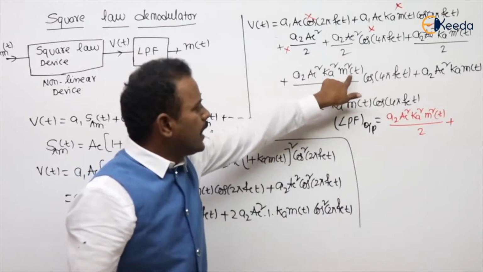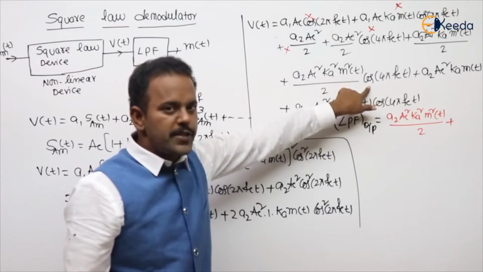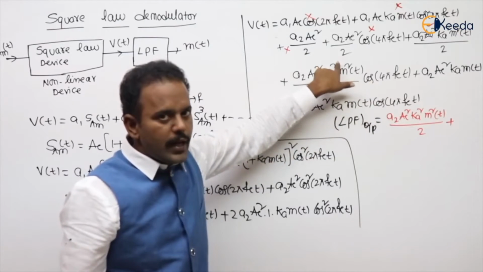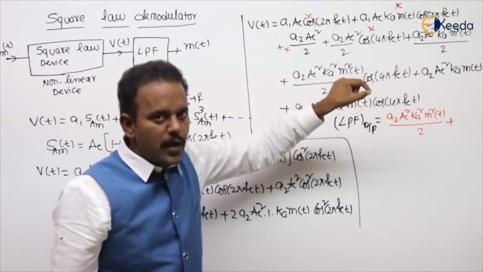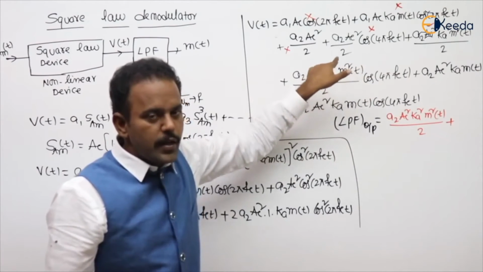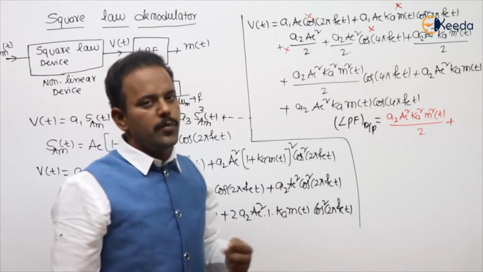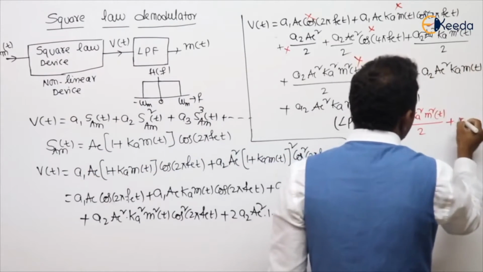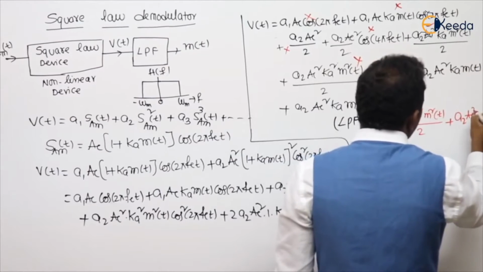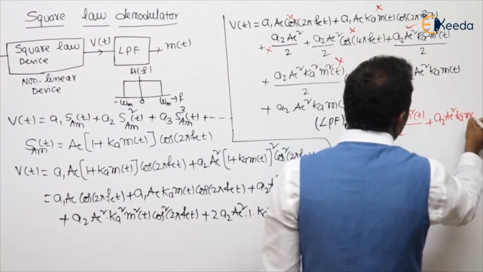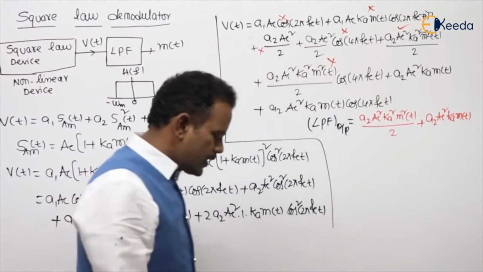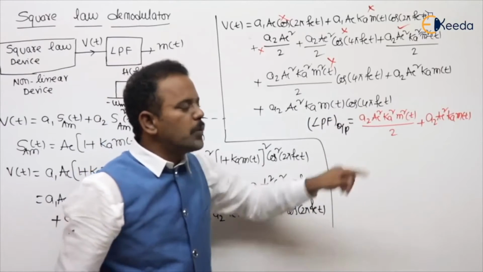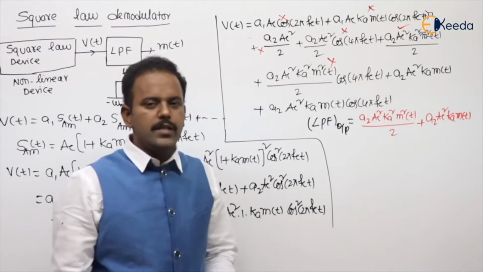see the next term, m square into cos 4 pi fct. 4 pi fct means 2fc frequency. 2fc minus 2 omega m to 2fc plus 2 omega m. Why am I calling 2 omega m? Because this is m square. That is also very far from omega m. Next one, if you clearly see our message, a2 ac square ka m of t. See the last term, students. The last term is m of t shifted to 2fc. That is also a high frequency limit.